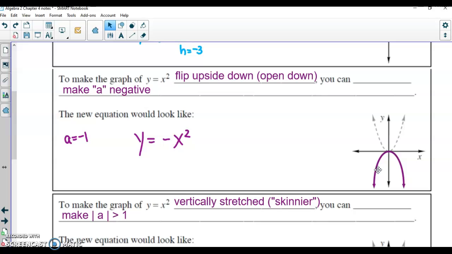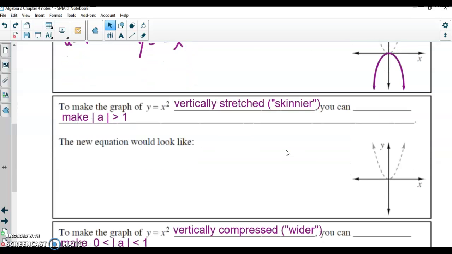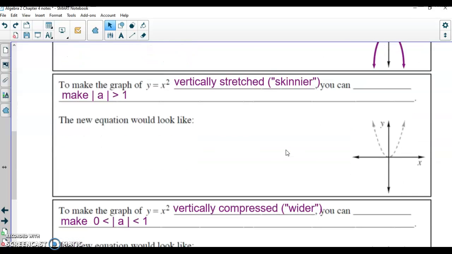What else can A do? Well, A has the ability to take this graph and change the size. Because so far we've just taken the same parabola and shifted it around the graph. I moved it left, right, up, and down, and flipped it upside down. But the parabola itself does not have to stay the same size.